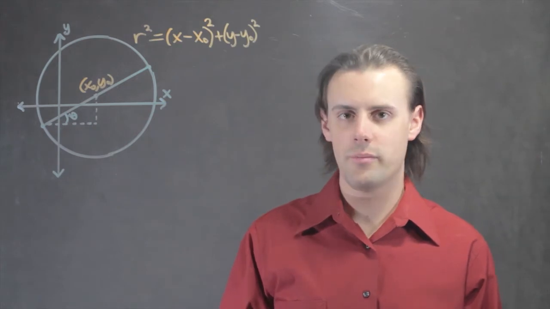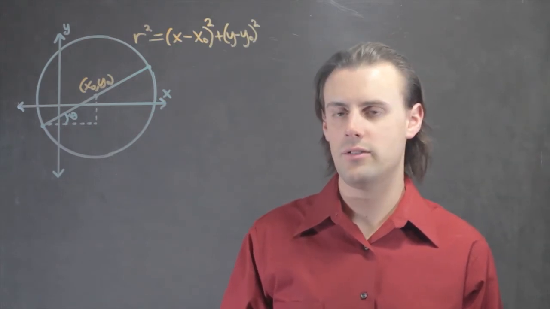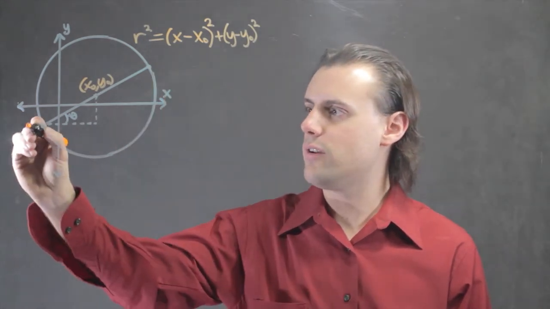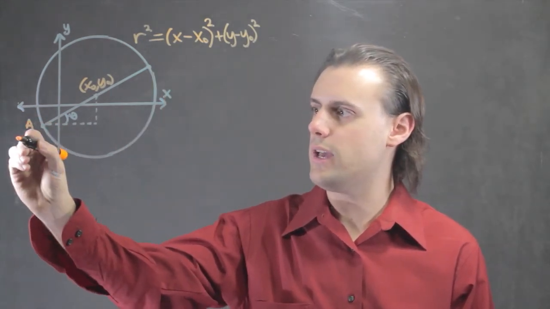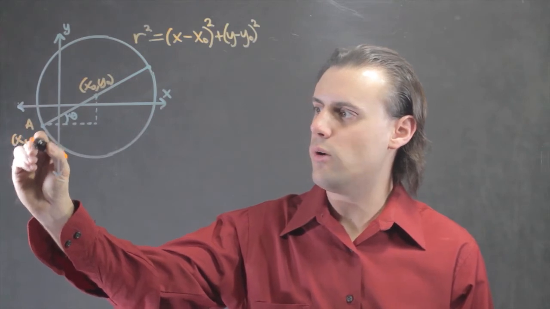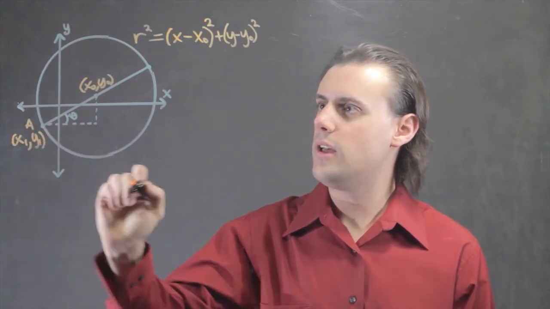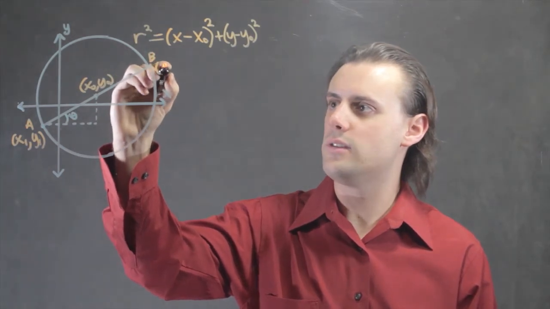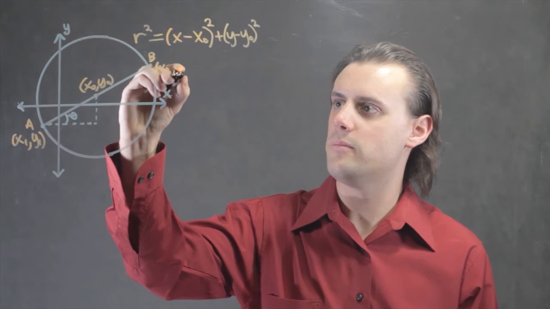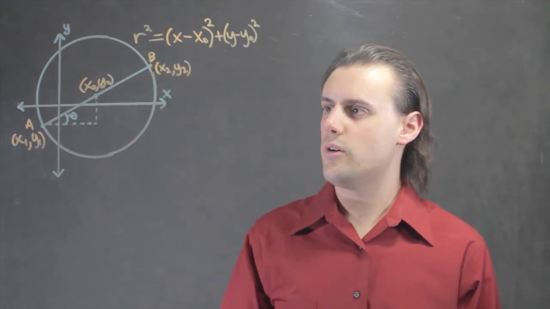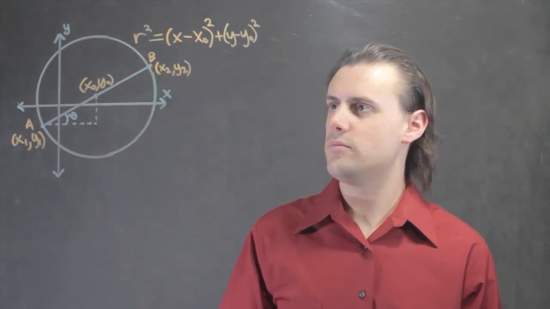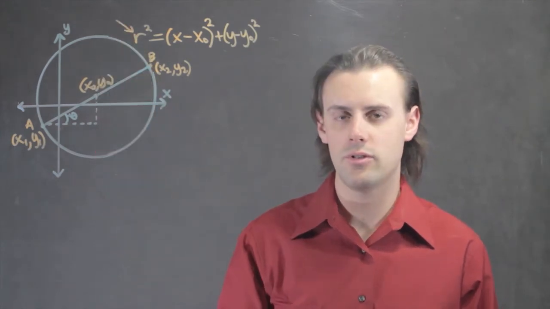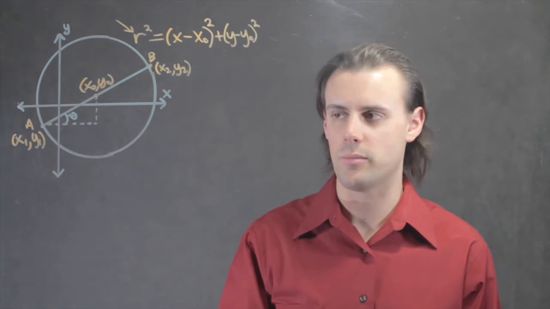So if all the information that we're given are the coordinates associated with the endpoints of the diameter, I have, for example, at this point, point A, coordinate x1, y1, and at this point, point B, I have, say, the coordinates x2, y2. So the first thing I need to do is derive what this radius is. In order to do that, I'm going to use the distance formula.